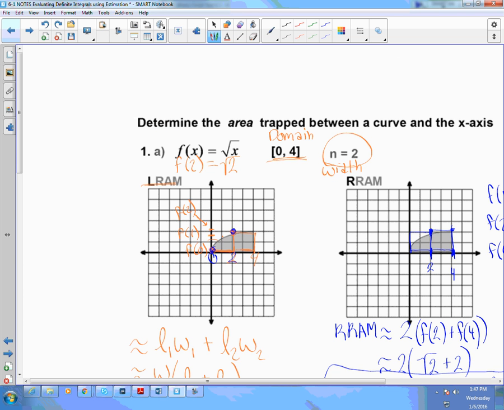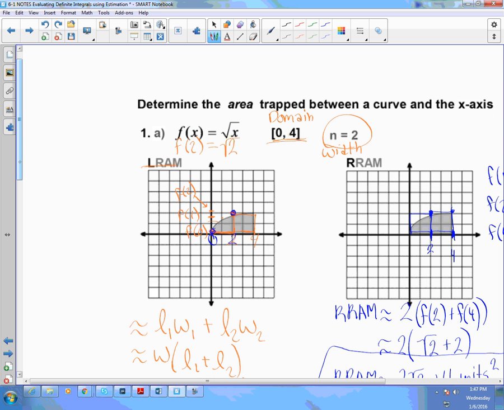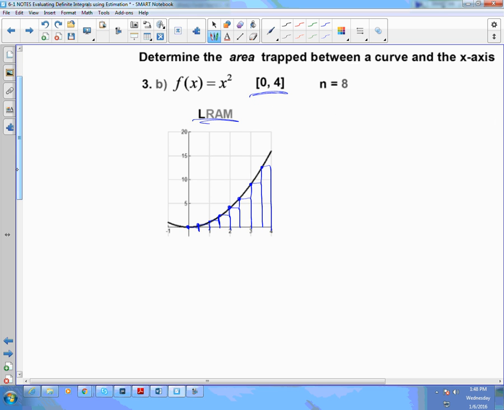Let's look at the square root. Is the square root the same concavity? Or is it different concavity? It's different. So is this going to be an under approximation or an over approximation for the left approximation? It's also going to be under. Okay? So depending on the curve, these both end up being under. But watch out for the different concavities, because depending on how the curve is drawn, they can switch.